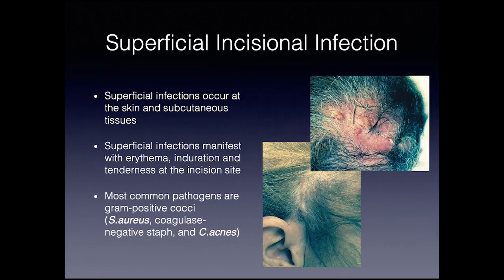First, we will discuss superficial incisional infections, which represent the most common infectious complication after craniotomy. Superficial infections occur at the skin and subcutaneous tissues. Presenting signs include skin erythema, induration, and tenderness to touch at the incision site. Exposed hardware can occur months to years after surgery and is often a sequela of a chronic indolent infection. The majority of superficial incisional infections are caused by commensal gram-positive skin flora such as Staph aureus, Staph epidermidis, and Cutibacterium acnes.